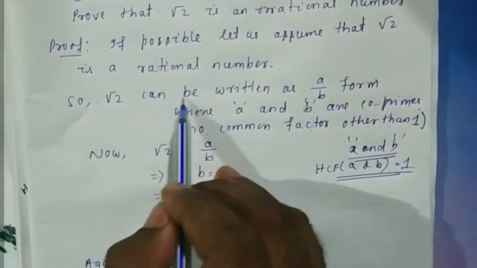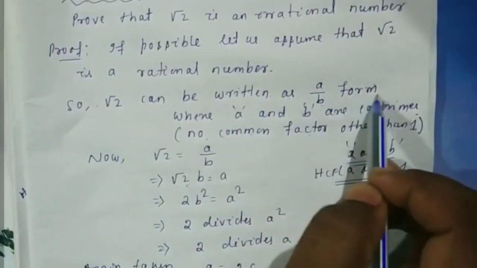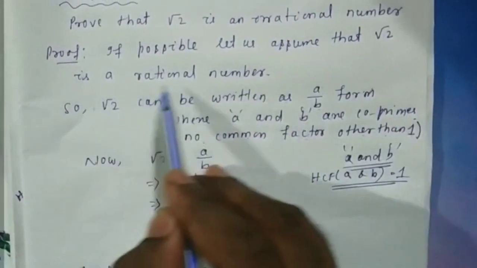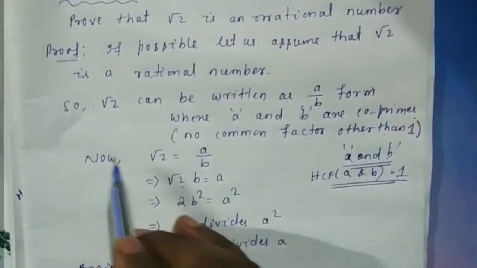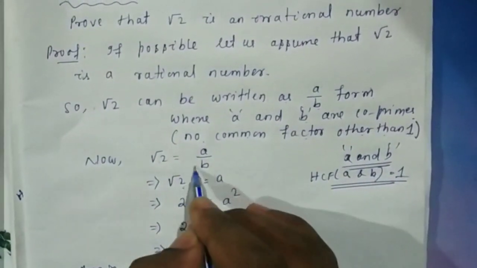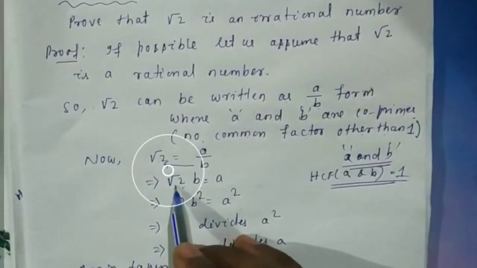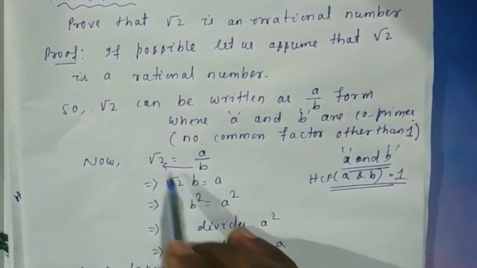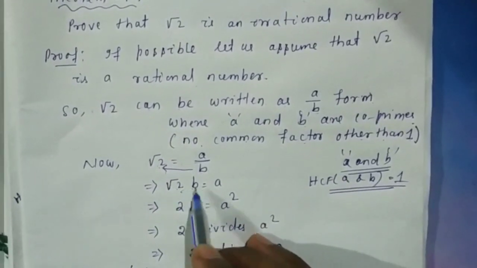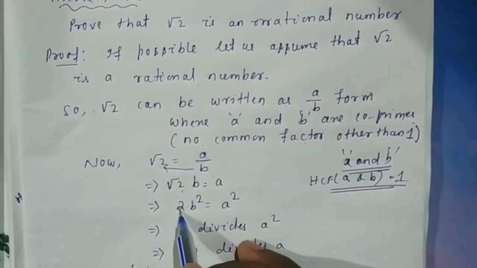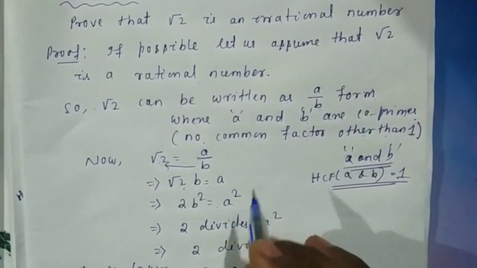So root 2 can be written as a/b because we have assumed that root 2 is a rational number. Now root 2 is equal to a/b. So b will come to the left hand side. Here it is divided; when it comes to the left hand side, you have to multiply. So root 2 b is equal to a. Now squaring on both sides, 2b square is equal to a square.